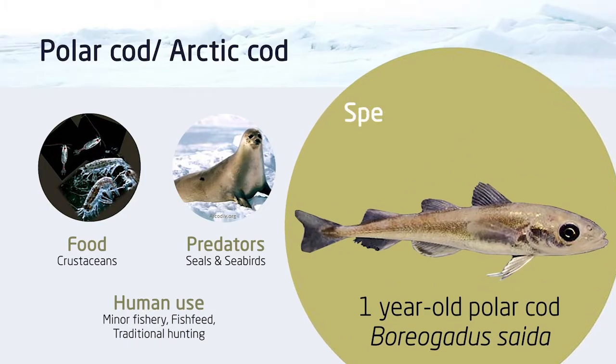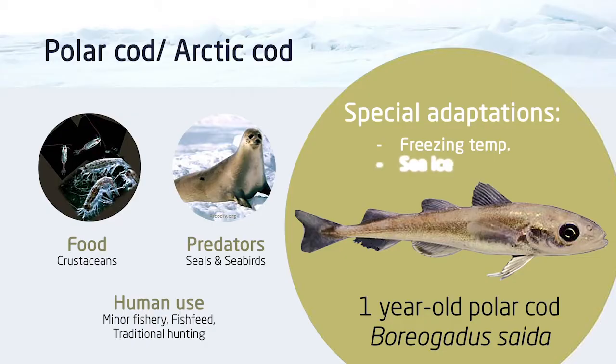What makes them really fascinating is that they have adapted to the sea ice. They have a biochemical compound in their blood that allows them to survive freezing temperatures, so to keep the blood liquid even if the temperatures outside are at the freezing point of seawater. They also adapted their lifestyle to the presence of sea ice, and the young ones especially, they like to seek shelter under the big ice floes.